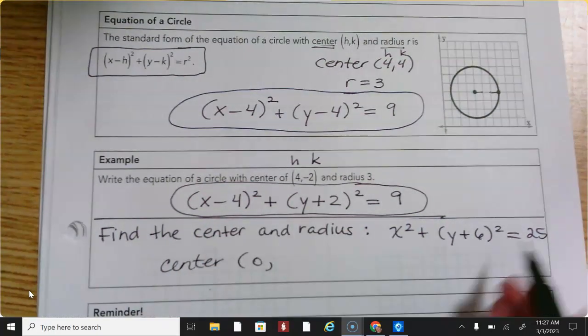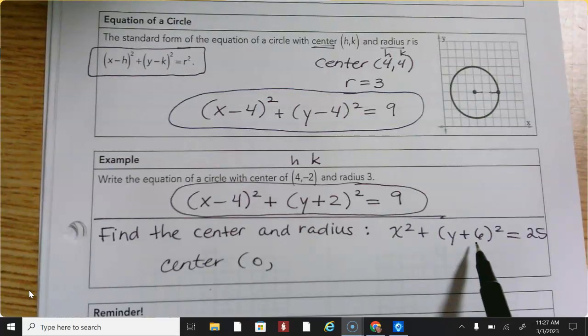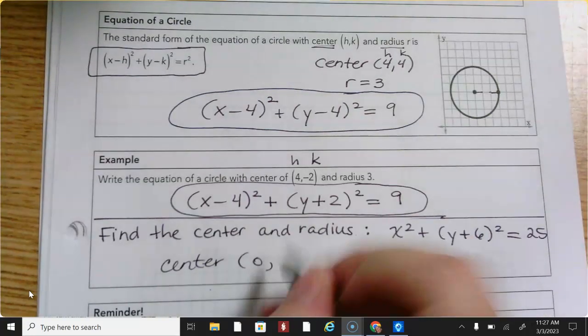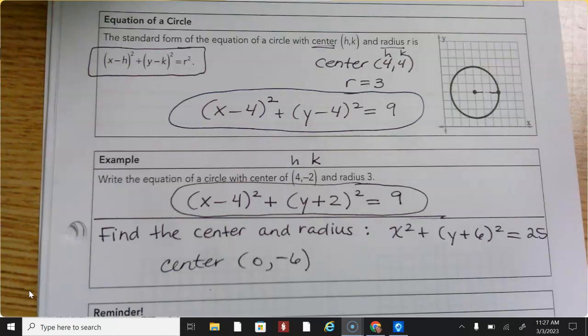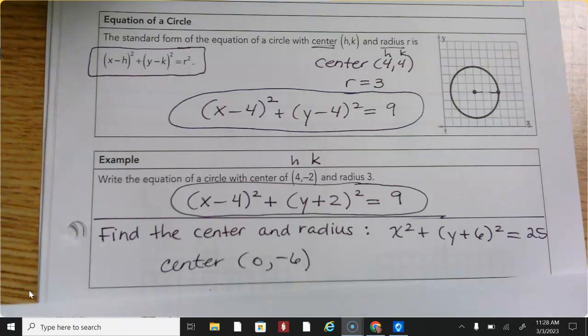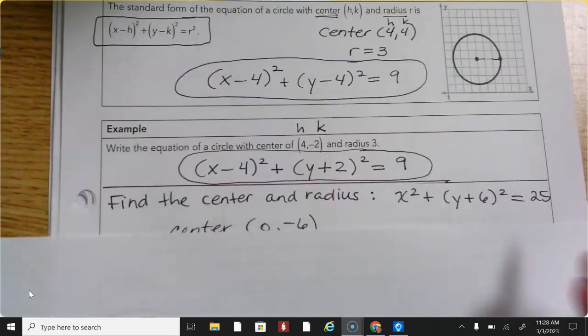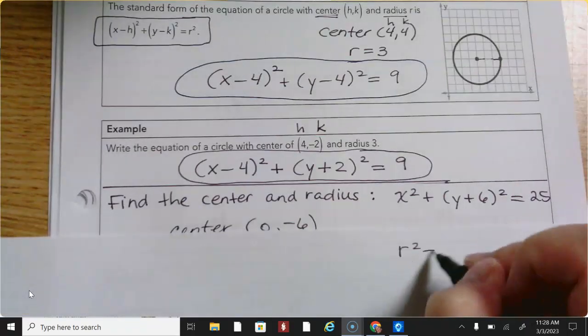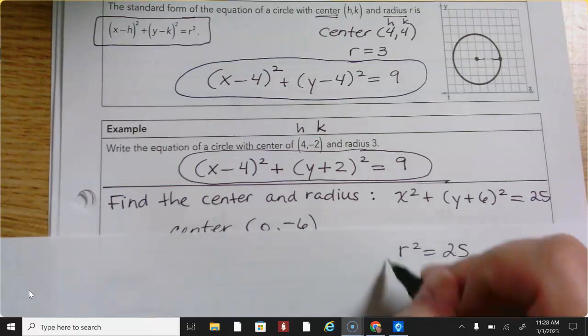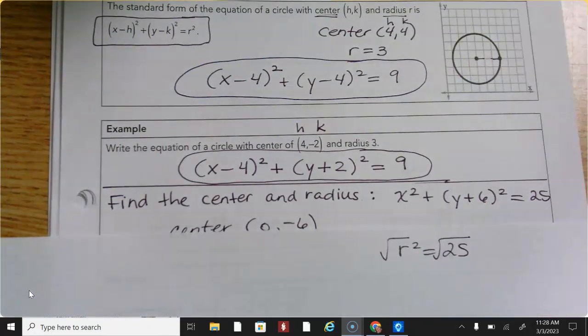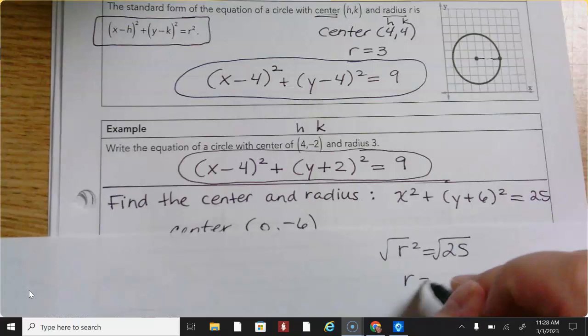And what is the y coordinate? It's -6. It's always going to be the opposite sign of what you see in the parentheses. So there's my center. The radius comes from looking over here and saying this is the radius squared. Okay, so let's just look at that for a second. If you need to, you can write for yourself r squared equals whatever that is, and then take the square root of both sides. So r is 5.